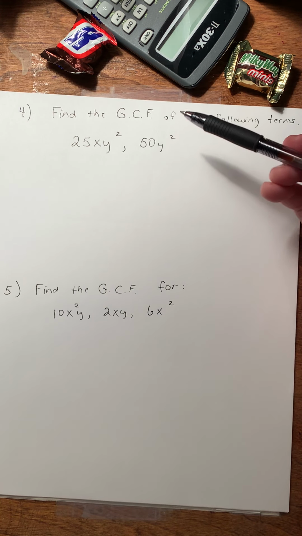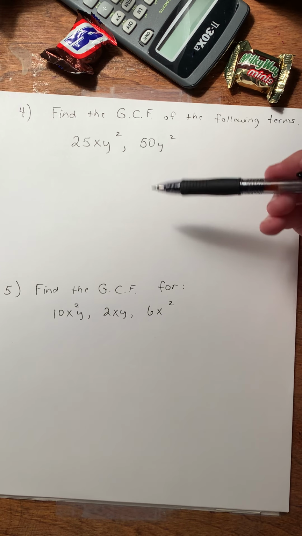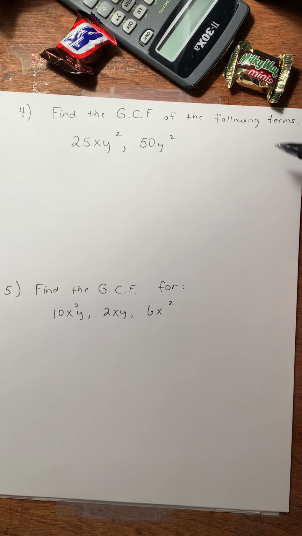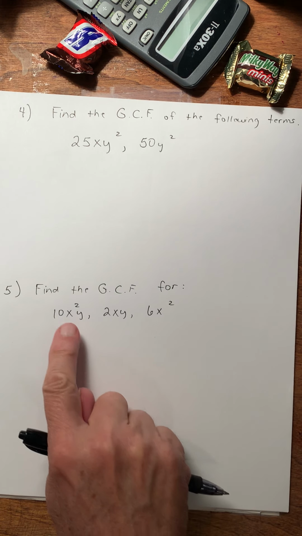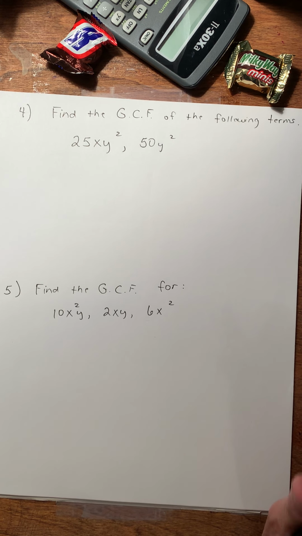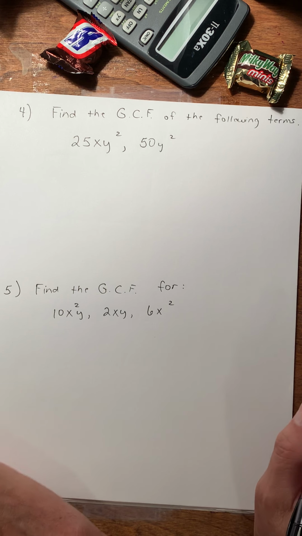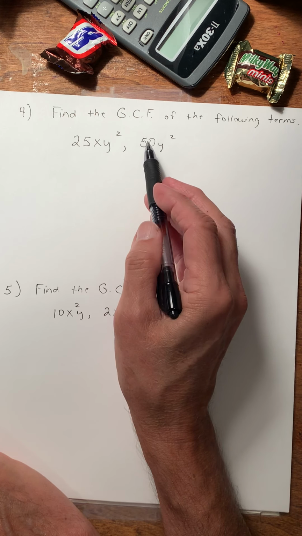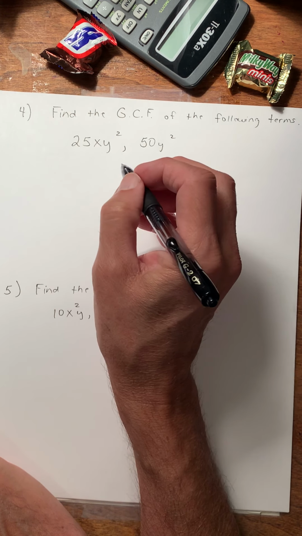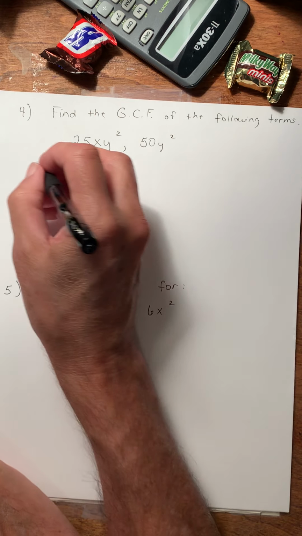All right. Find the greatest common factor. That's the last two problems, the GCF problems. Find the greatest common factor for these two. Find the greatest common factor for those three. Now, if you remember the notes, the fail-safe way of doing greatest common factor is just do the prime factorization.